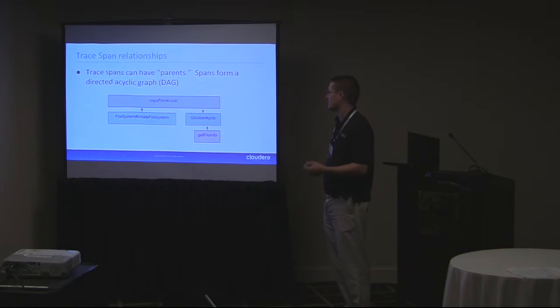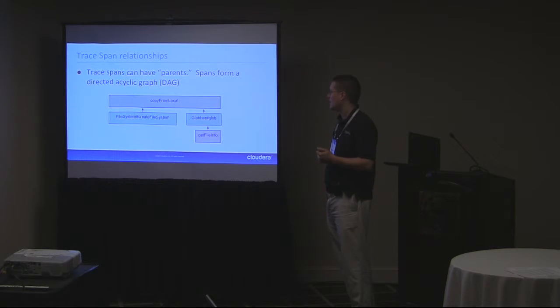So trace spans have a parent-child relationship. They form a directed acyclic graph. It is not a tree because trace spans can have multiple parents in each trace, unlike in some other systems.